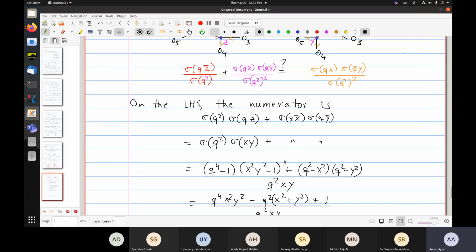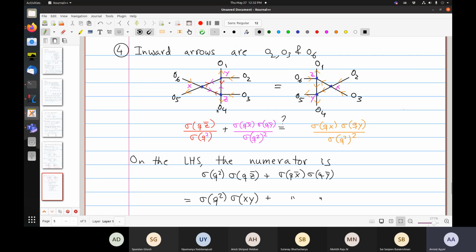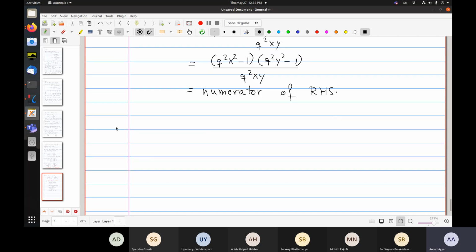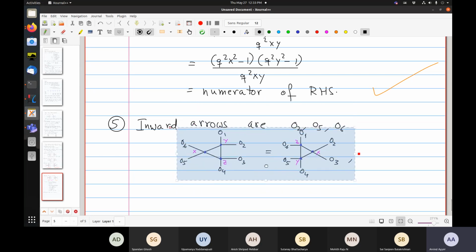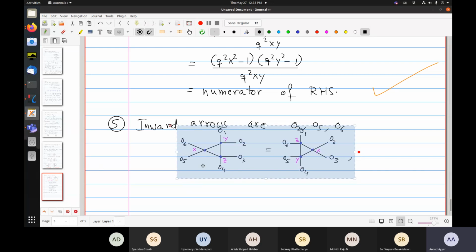Okay, so you see something highly non-trivial has happened. You summed some inhomogeneous things, and you got the right hand side. And so that's the only non-trivial identity I will do. The last identity is similar, so let me tick mark this and let me mark here. So inward arrows are O2, O5, and O6, and let me put that over here.